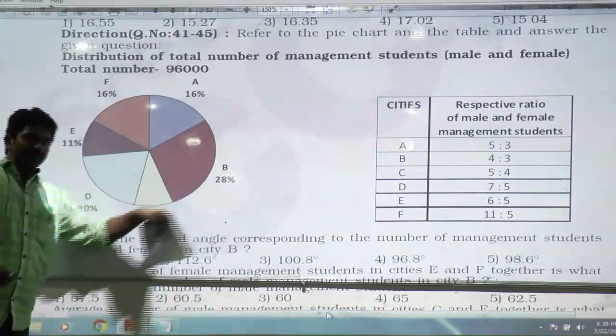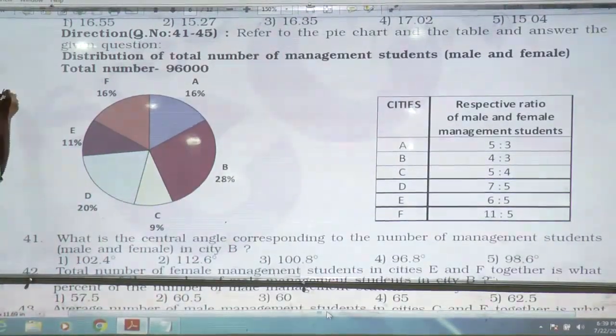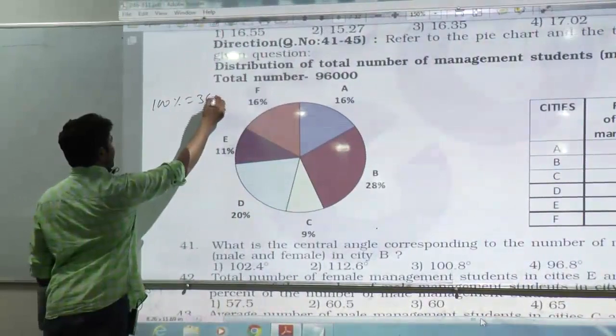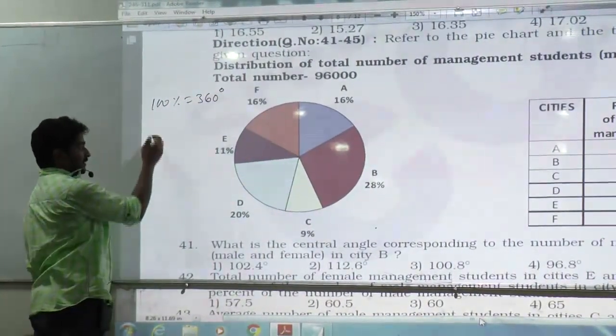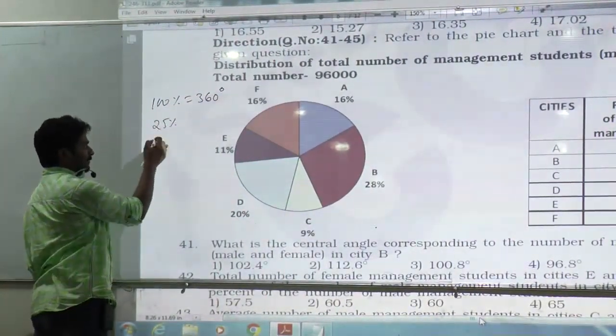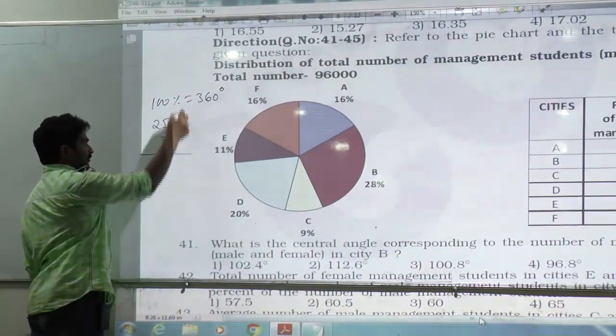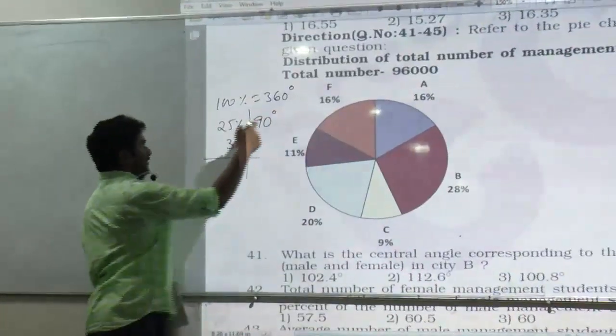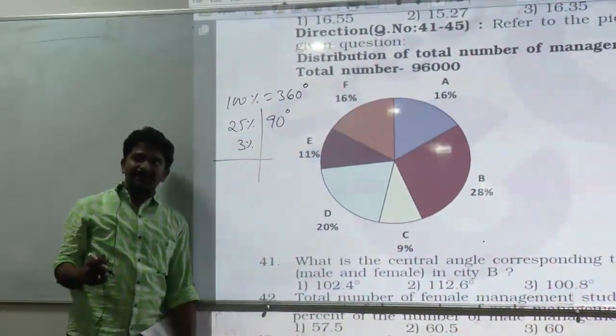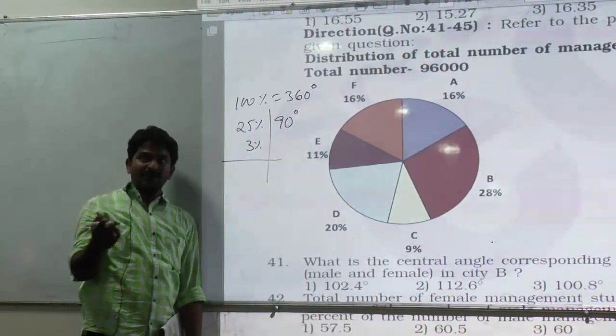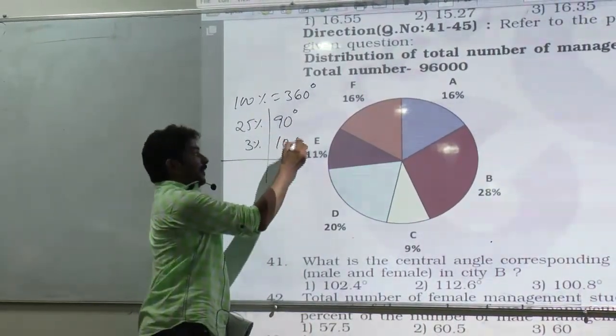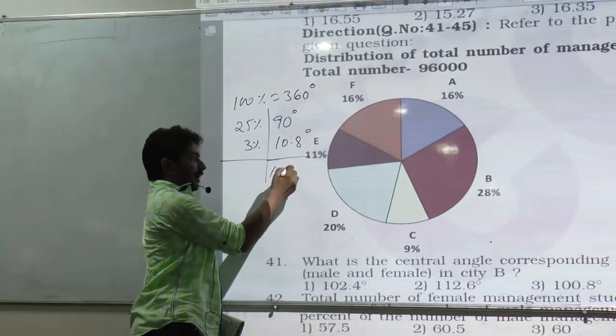City B, 28%. 100% is equal to 360 degrees. It asked about 28%. That will be 25% plus 3%. 25% is 90 degrees. 1% is 3.6. 3% is 3.6 into 3, 10.8 degrees. Total 100.8.